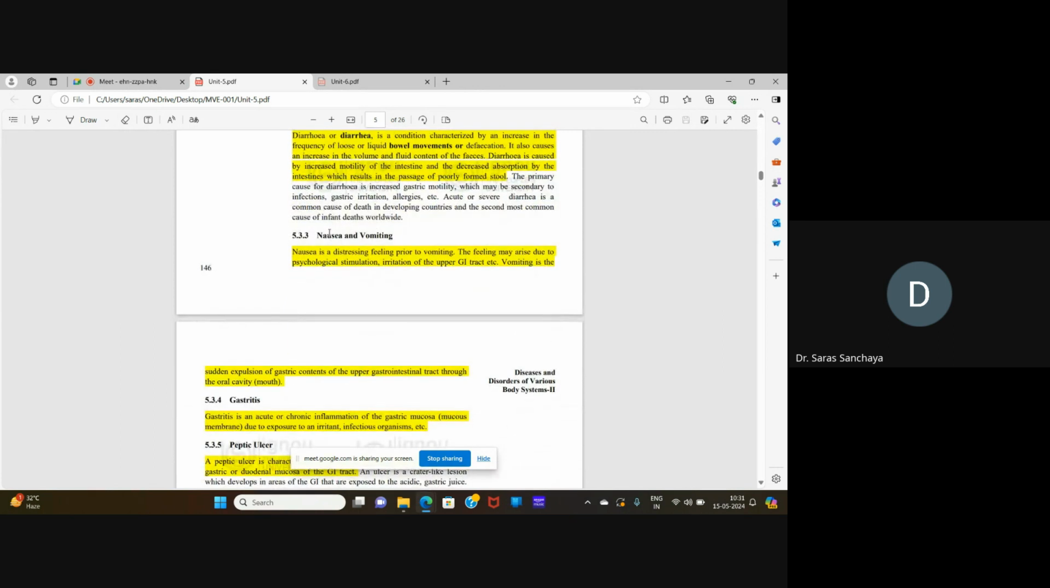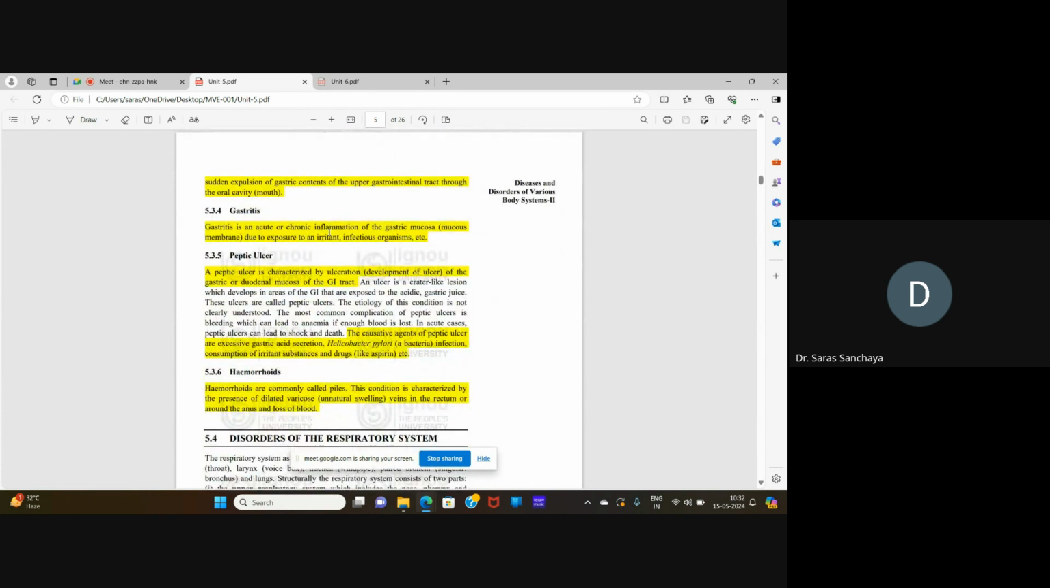Then there is nausea and vomiting. Nausea is a distressing feeling prior to vomiting. The feeling may arise due to psychological stimulation, irritation of the upper GI tract, and vomiting is the sudden expulsion of gastric contents of the upper gastrointestinal tract through the oral cavity or the mouth. Then there is gastritis. Gastritis is an acute or chronic inflammation of gastric mucosa due to exposure to an irritant or infectious organism.